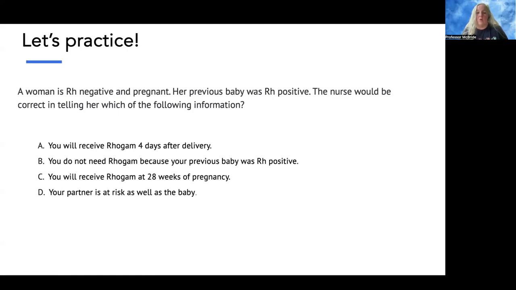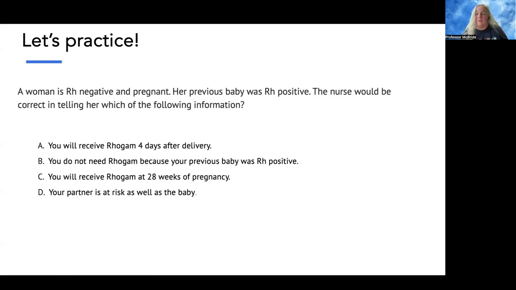So for this question, it wants to know what is the correct statement related to RhoGAM for this patient who is Rh negative and has had an Rh positive baby before. A, receiving RhoGAM 4 days after delivery is not correct. Remember on the previous question, we reviewed that RhoGAM needs to be given within 72 hours after delivery. B, you do not need RhoGAM because your previous baby was Rh positive. Absolutely not true. If her baby was Rh positive, she should have received RhoGAM last time because her baby was positive, and then she's going to get RhoGAM at 28 weeks, which is option C.